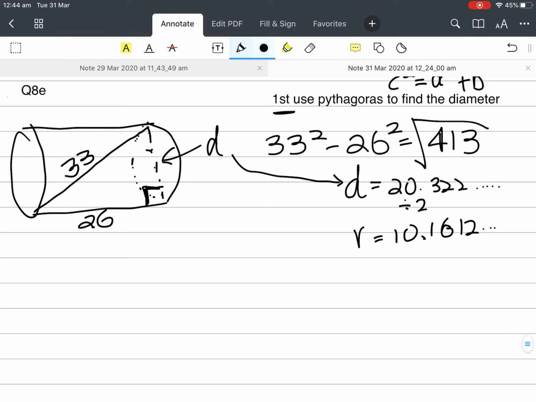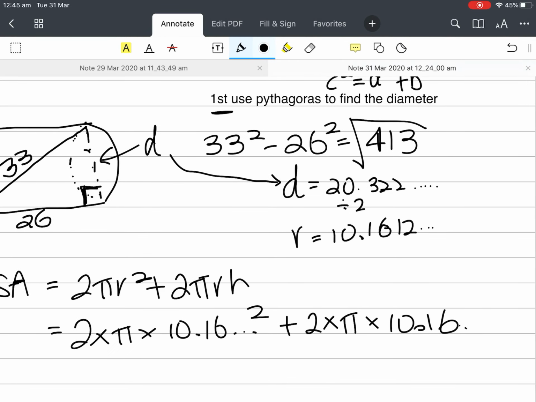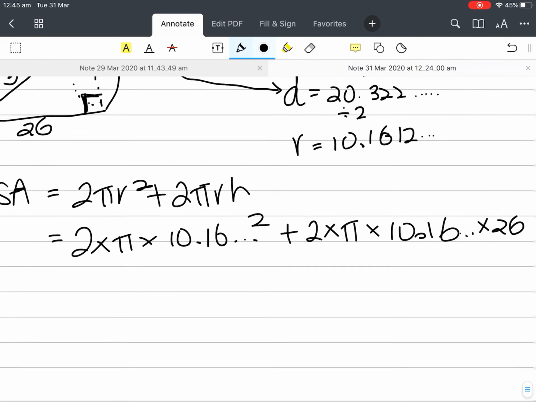Now I need to use my good old surface area formula. Surface area of a cylinder is 2 pi r squared plus 2 pi r h. So that gives me 2 times pi times 10.16, all squared. Now don't round that decimal. Try and use the whole thing just in case. Plus 2 times pi times 10.16. Don't forget you've got your answer key, so hopefully that will hold that in there for you. Times that by 26, the height. Put that all in your calculator.